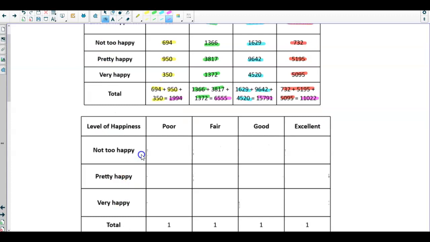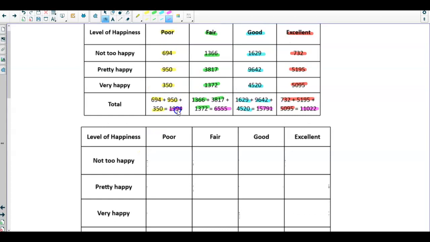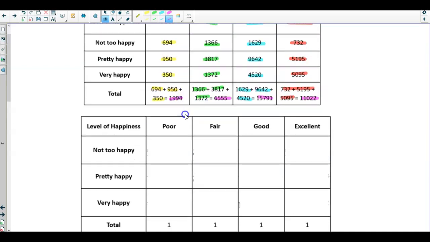Now in order to create a conditional distribution, we take each individual value and divide it by the total of its column. The first one is 694, divided by the total of 1994, to give us 0.3480. Next, we take 950 and divide by the column total of 1994 to give us 0.4757. Then we take 350 and divide it by 1994 to get 0.1755. When we add these all together, it should give us a total of 1.